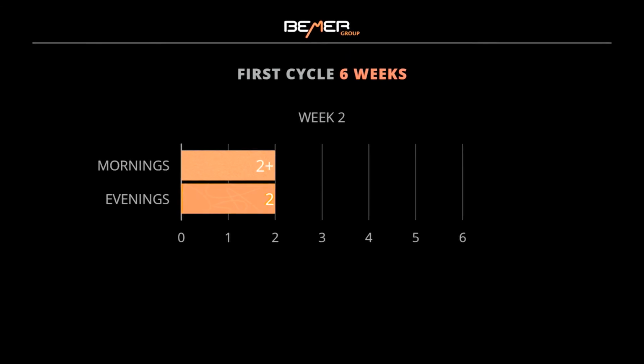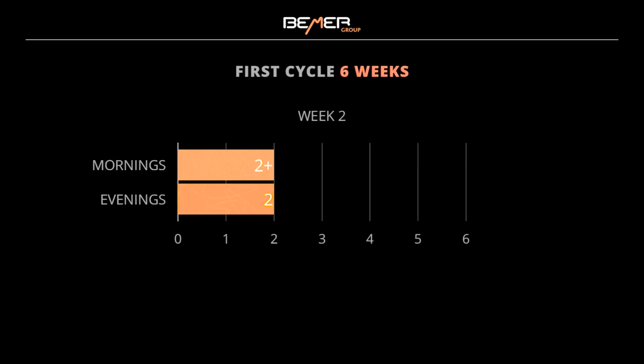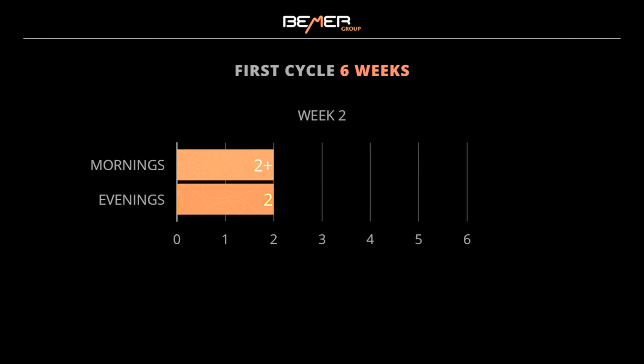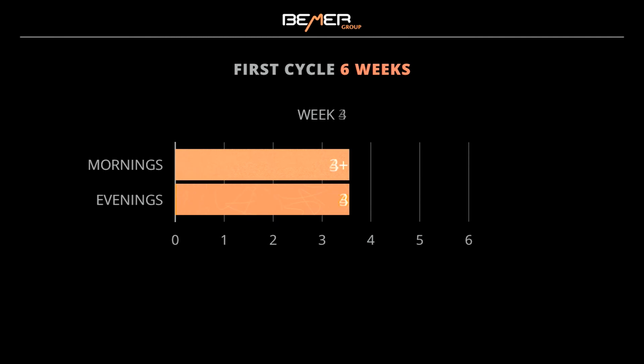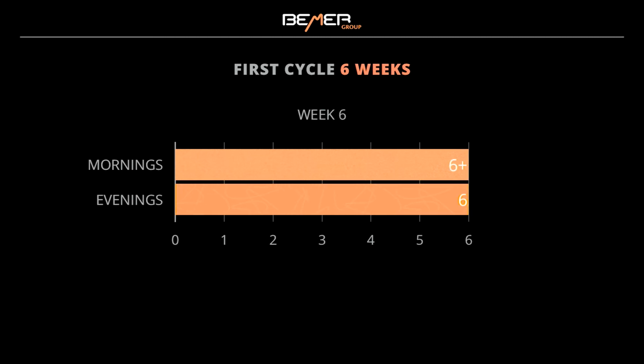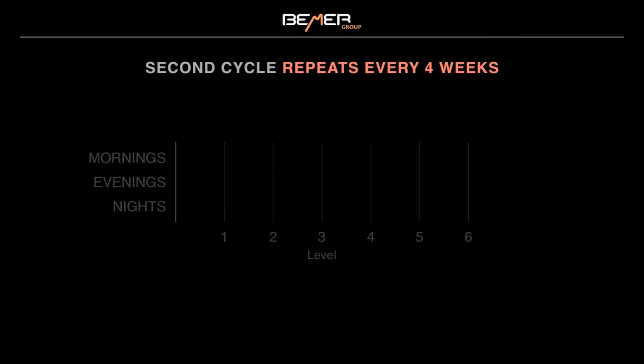In week 2, the individual uses level 2 with the plus and level 2 in the afternoon without the plus. Week 3, level 3. Week 4, level 4. Week 5, level 5. And week 6, level 6. This completes the end of the first cycle.